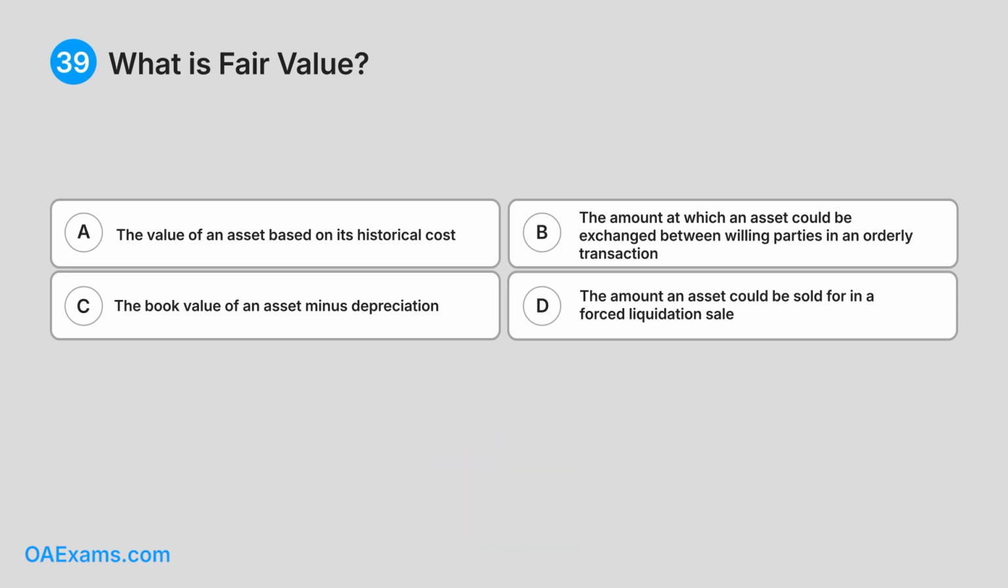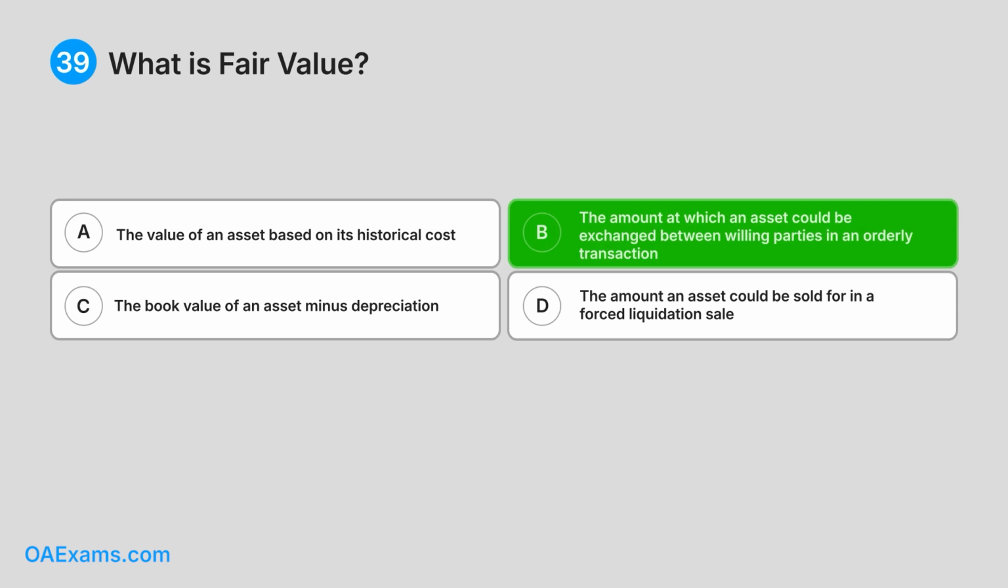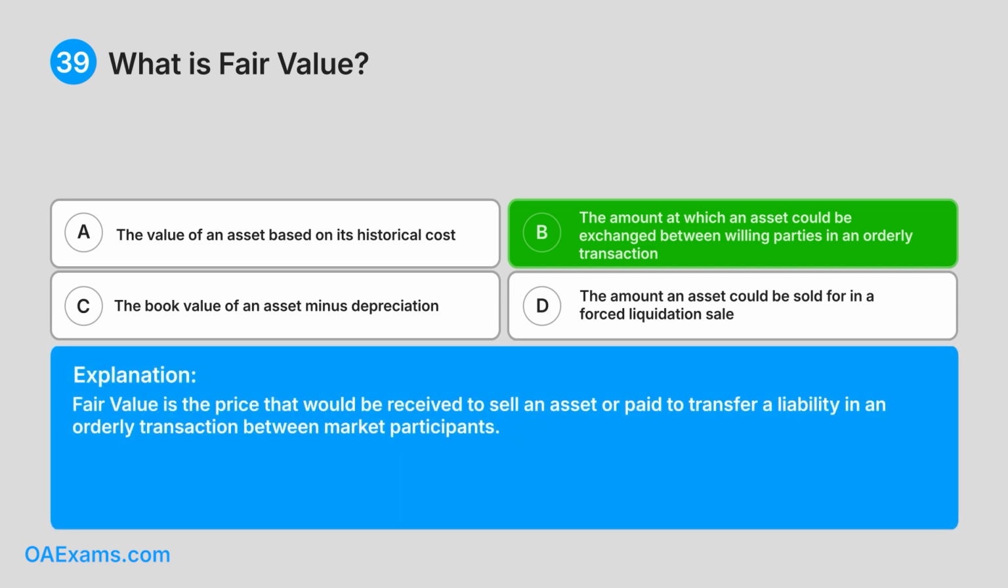Correct answer. B. The amount at which an asset could be exchanged between willing parties in an orderly transaction. Explanation. Fair value is the price that would be received to sell an asset or paid to transfer a liability in an orderly transaction between market participants.